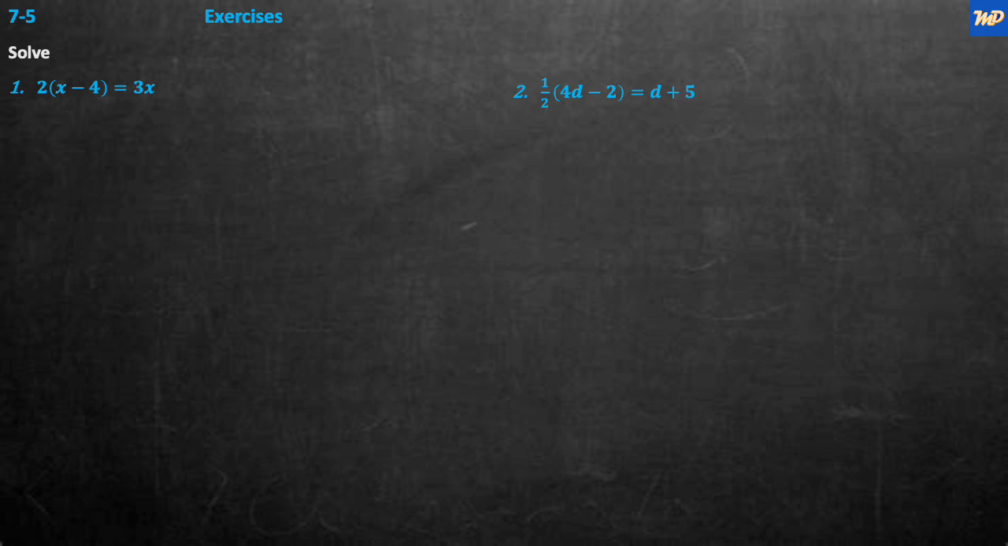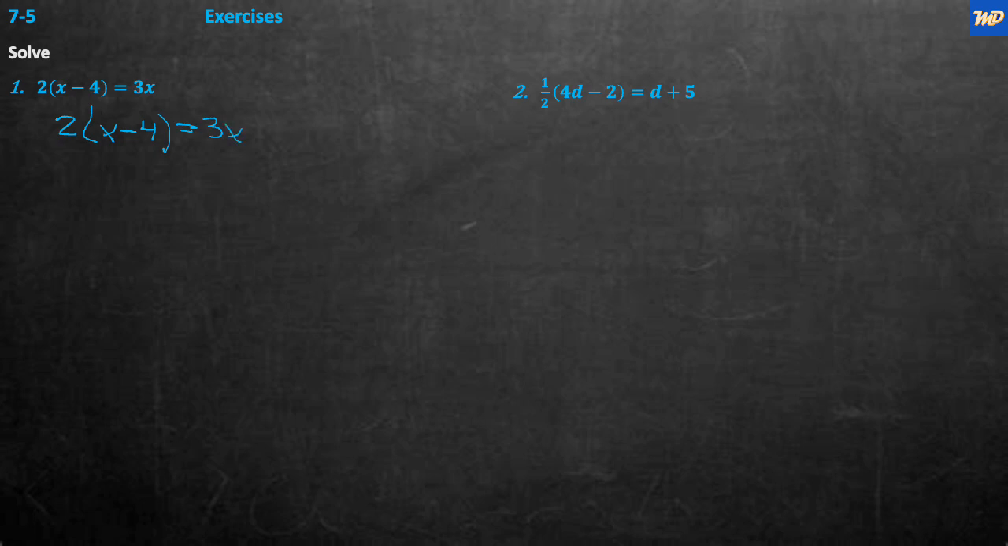Okay, so now we can do a few exercises. I think we have 4 to do here, so let's start off with these first couple. Exercise number 1 says 2 times the quantity x minus 4 equals 3x. So let's write this out here. 2 times x minus 4 is equal to 3x.